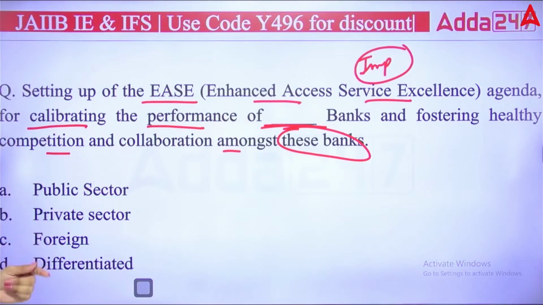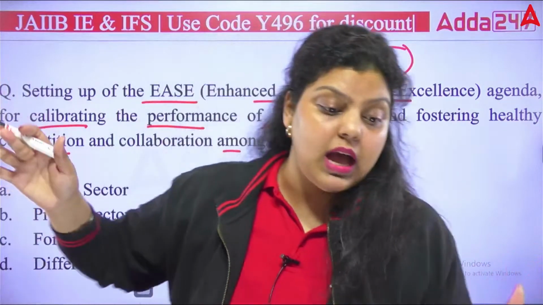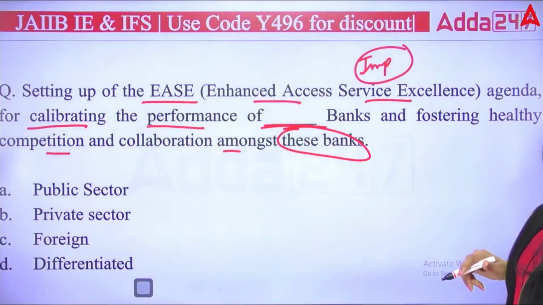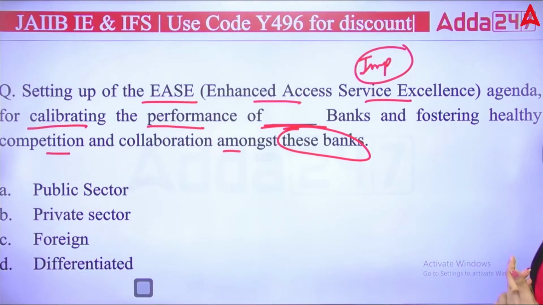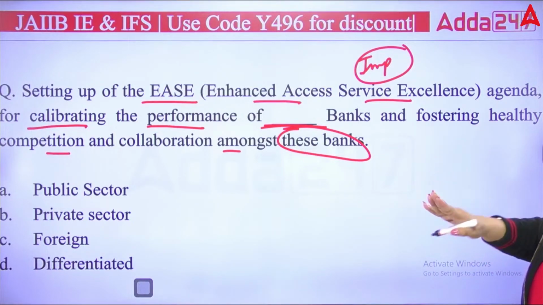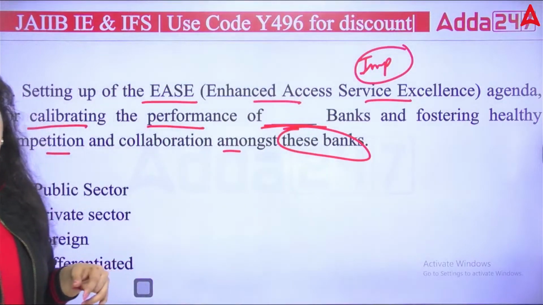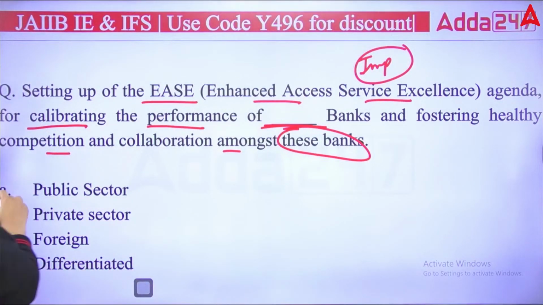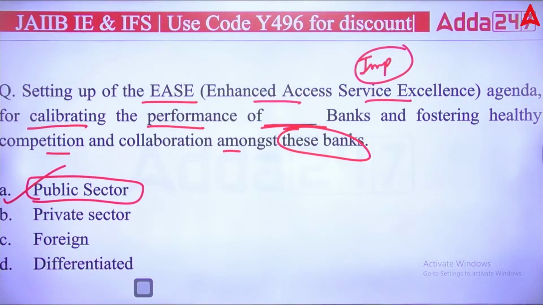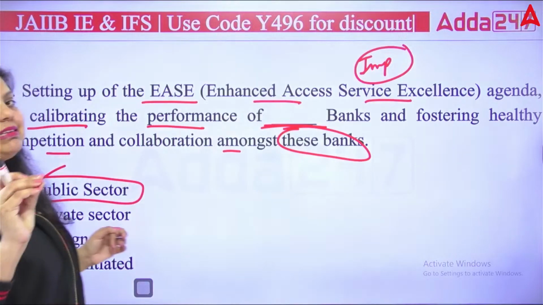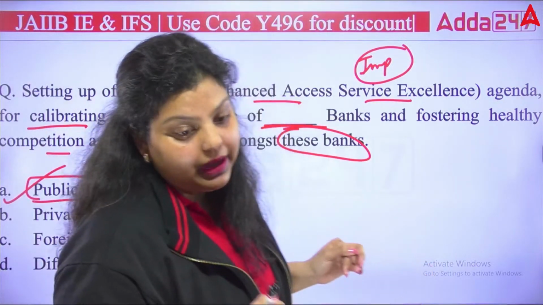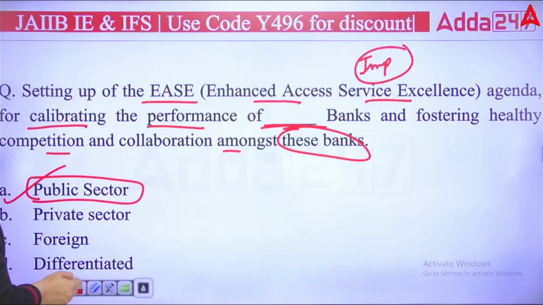So all the reforms you have to study in detail, like what changes have been done, what was the recommendation, what new thing has been introduced, everything has to be covered. Now the question is asking setting up of the EASE agenda for calibrating the performance of dash banks and fostering healthy competition and collaboration among these banks. Public sector, private sector, foreign bank, differentiated bank. If we talk about differentiated banks, these are payment banks, small finance banks, we can say. And I am getting the right answer, that is public sector bank. For public sector banks, this has been introduced. Acha, how many public sector banks are there in India? Let me know. So the right answer here is A.